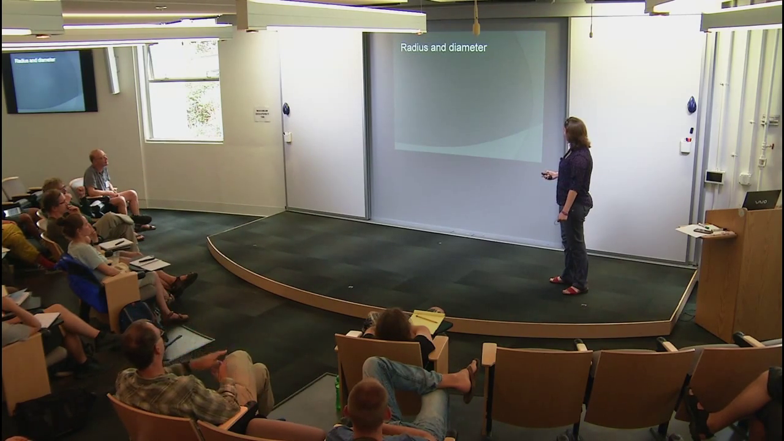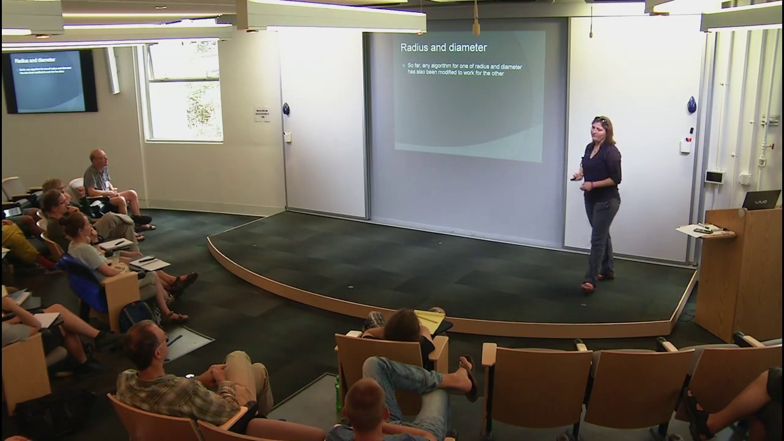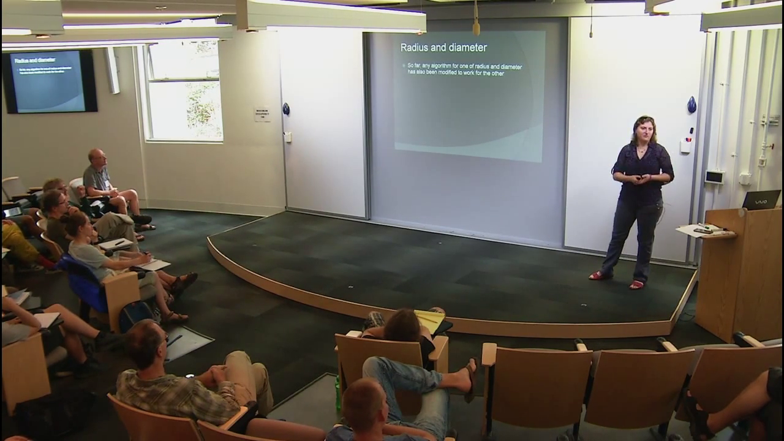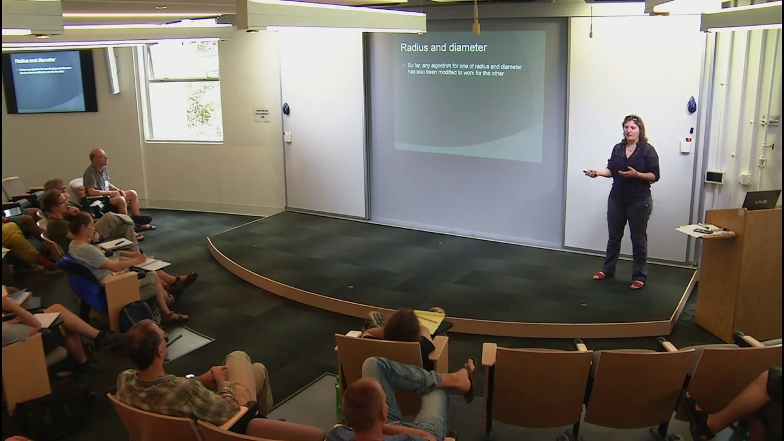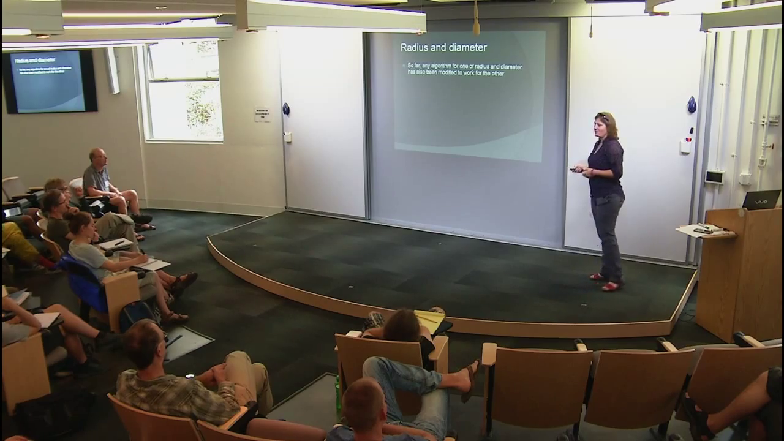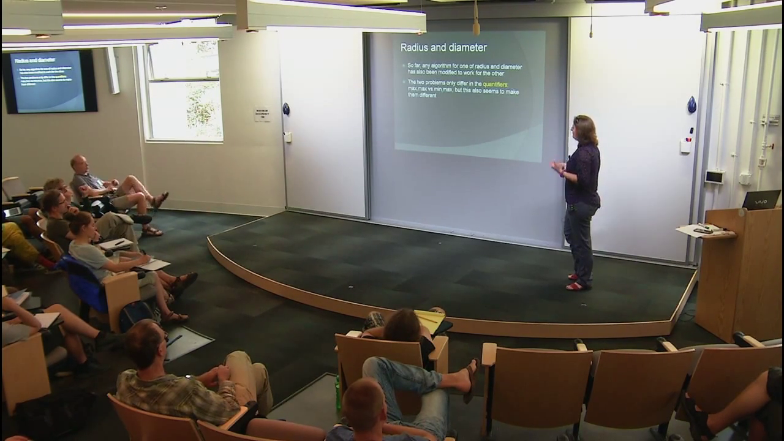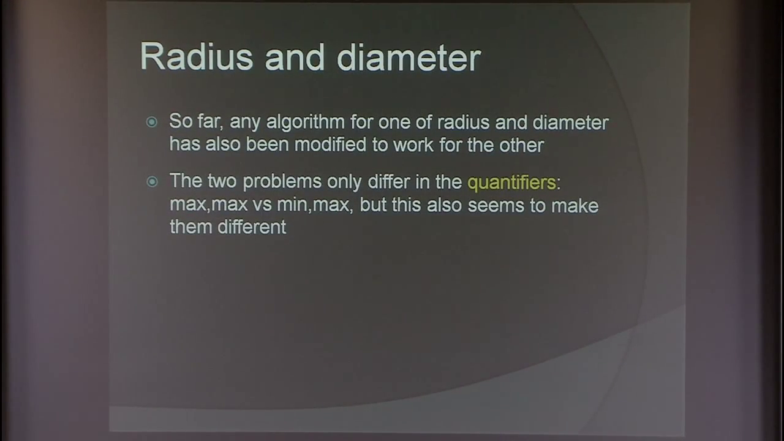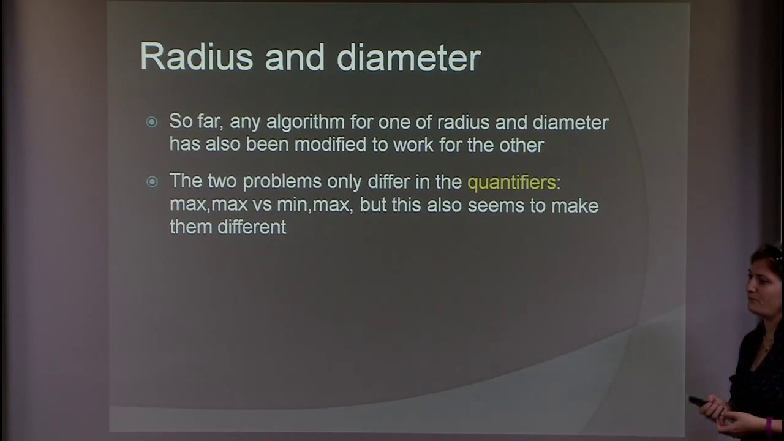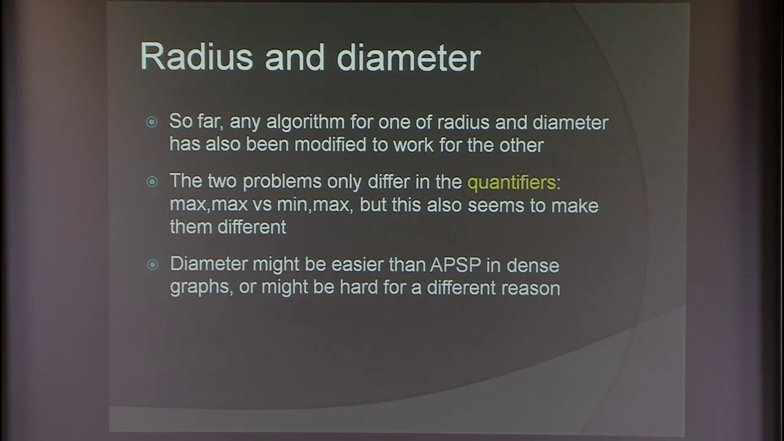So a few words about radius and diameter. The funny thing is that every algorithm we've had that works for radius also works for diameter and vice versa. So it's kind of annoying. You can't prove that they're equivalent. The only place where they differ is in the quantifiers. So one problem is about max-max, the other one is about min-max. And that actually makes them quite different when we try to prove reductions.